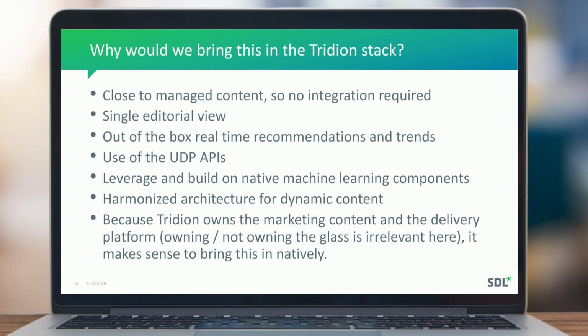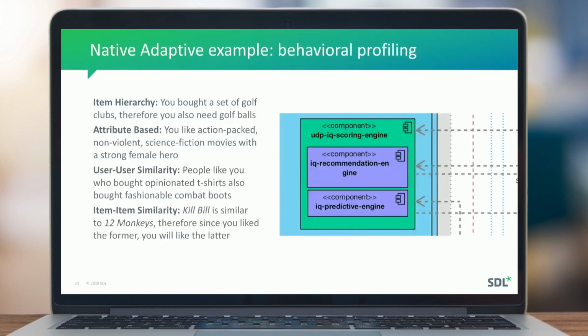But before going to the example, why would we bring this into the Tridion stack? I think the first and second reasons are very important. Basically, no integration required. That makes it much easier to implement Tridion, put it into your enterprise landscape, test if stuff works, and after that, if it works, maybe do some more complex personalization algorithms. What I also find important is the single editorial view and the use of UDP APIs. It doesn't mean that you need all kinds of APIs and tie all kinds of data together. If you can just use the native APIs that Tridion offers, that makes it quite powerful actually.